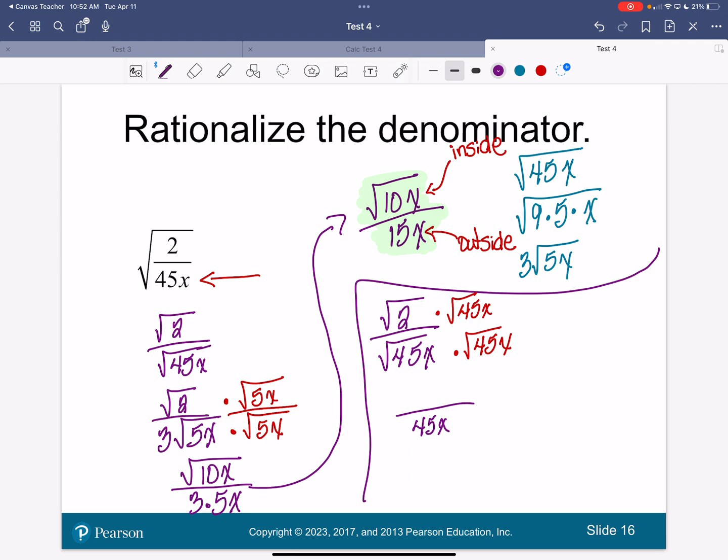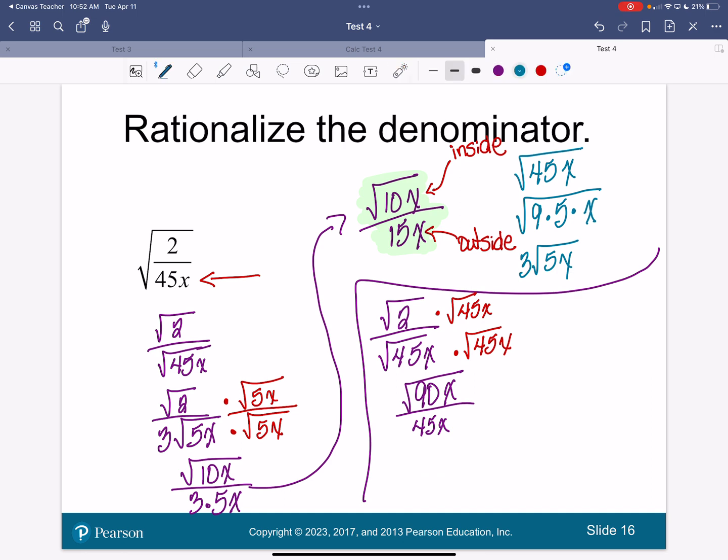Okay, in the numerator, what do I have? Square root of what? 90x. Okay, but what I need to do now is I've got to simplify that. So I'm going to be simplifying at some point. It doesn't matter when, but you're going to have to simplify. This is not your final answer because I can simplify that numerator.